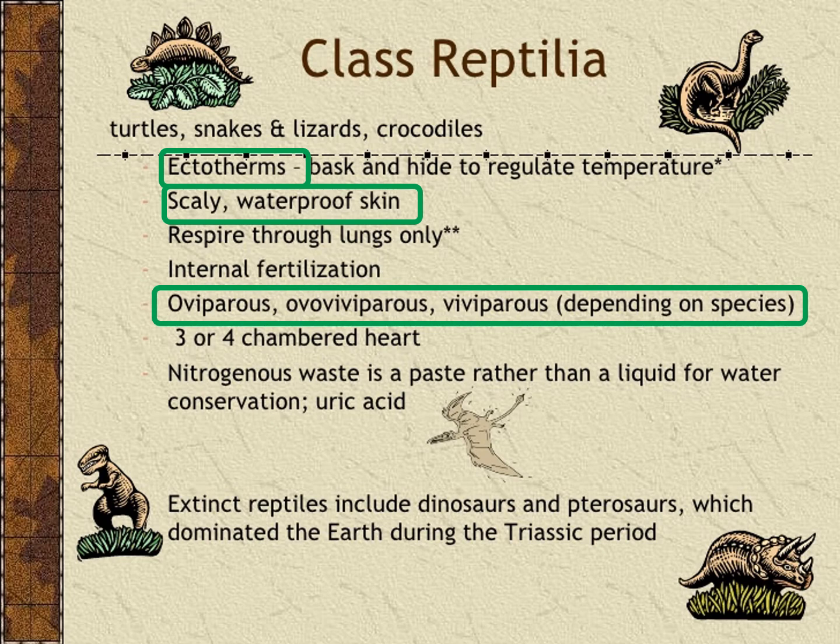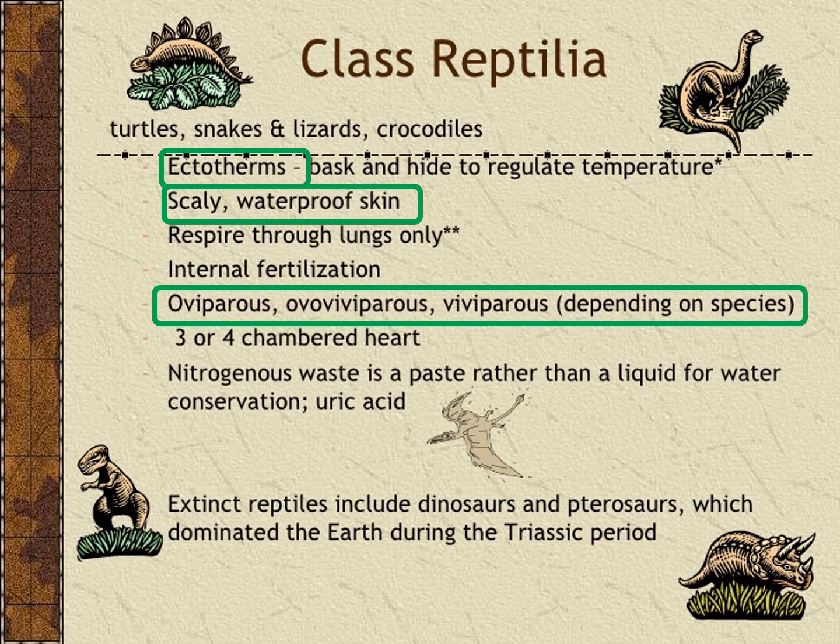They respirate through lungs only, so they're not going to respirate through their skin as well like frogs. They're only going to breathe in and out through their lungs. They have internal fertilization, but then they lay their eggs as well. Some species are viviparous, which means they have live babies as well. They have a 3- or 4-chambered heart, depending upon the species.